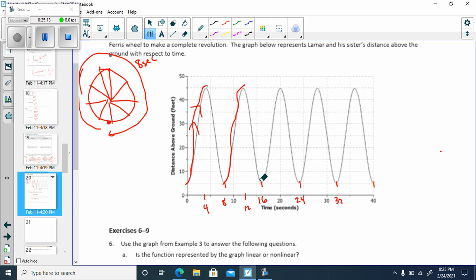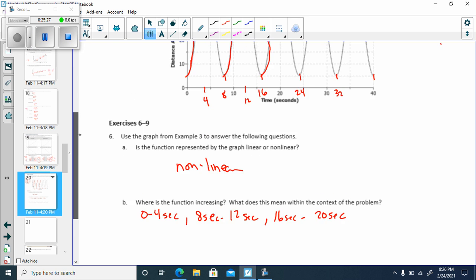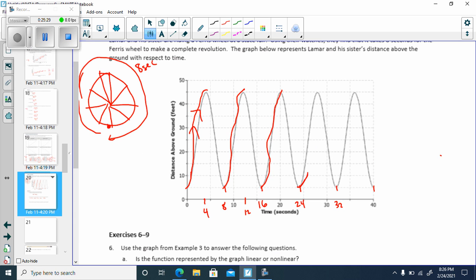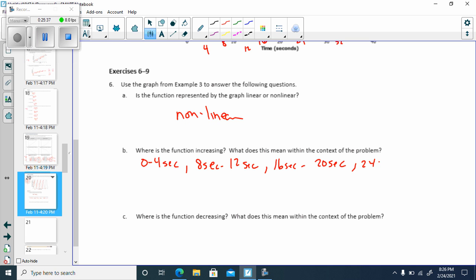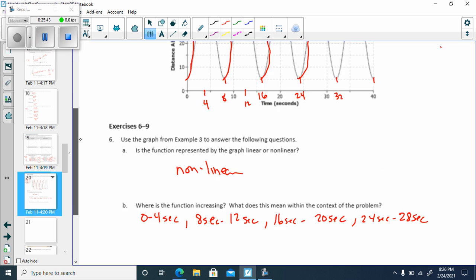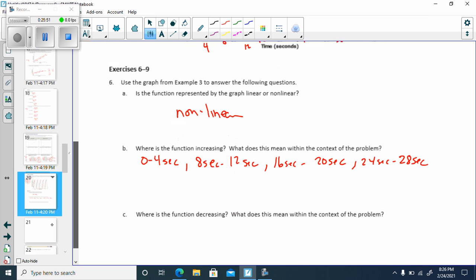Let's see, where else is it going up? Right here. From 16 seconds to 20 seconds, it's going up. Okay, let's see where else it's going up. From 24 seconds to 28 seconds, it's going up. Okay, let's see where else it's going up. From 32 seconds to 36 seconds, it's going up.